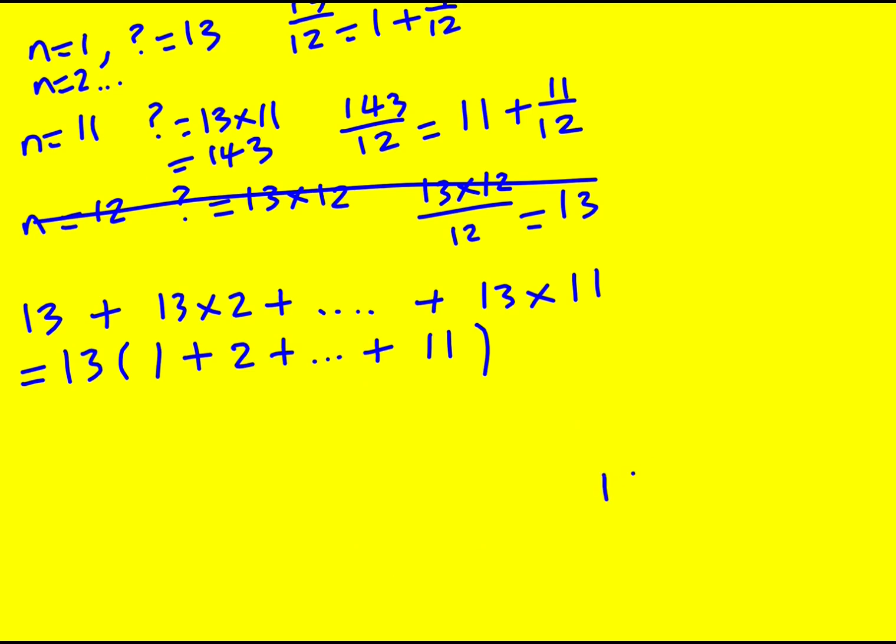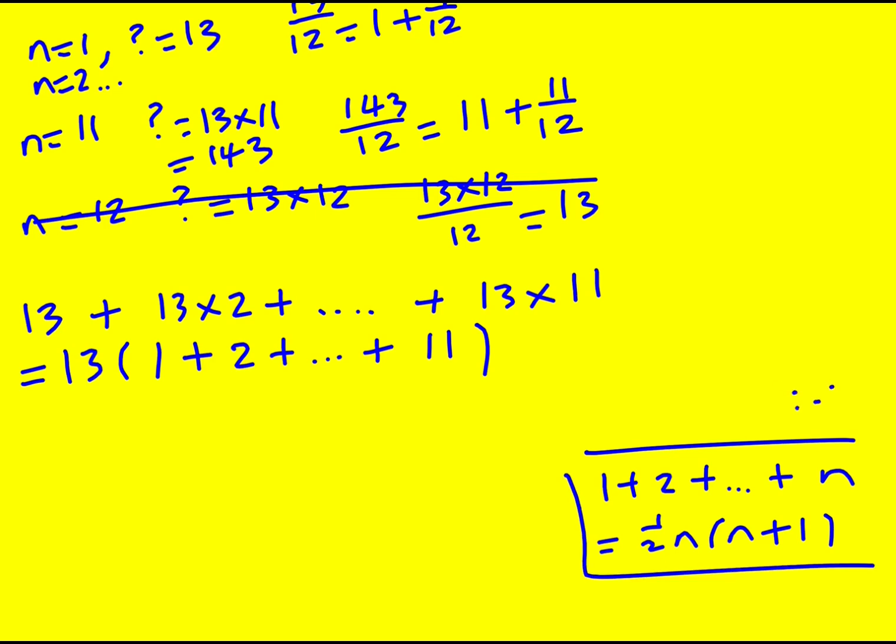And there's a little trick for doing this. If you want to ever add up the first whole numbers up to n, it is a half times n times n plus 1. This is the nth term for triangle numbers, well worth knowing. Because here, n is 11, so I do 13 times a half times 11 times 12. I can just cancel those two out to leave me 6.